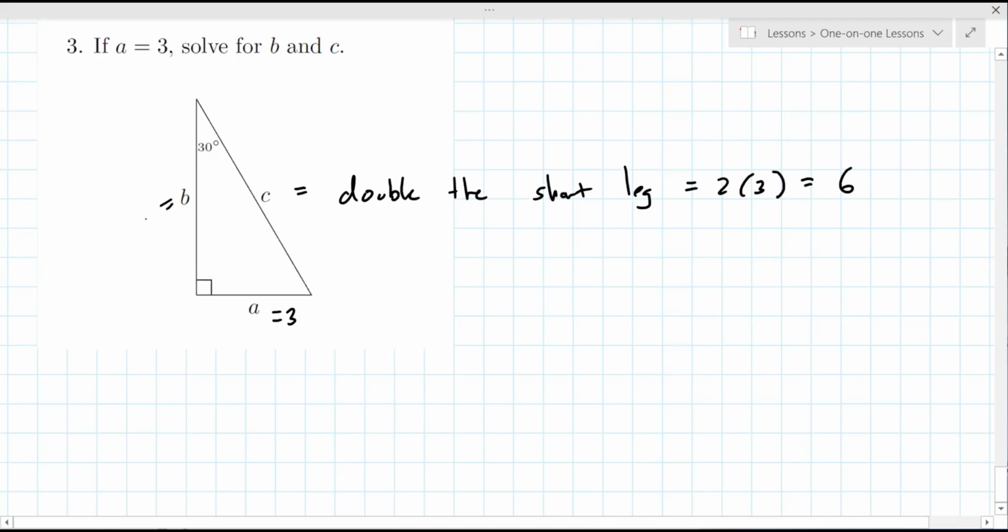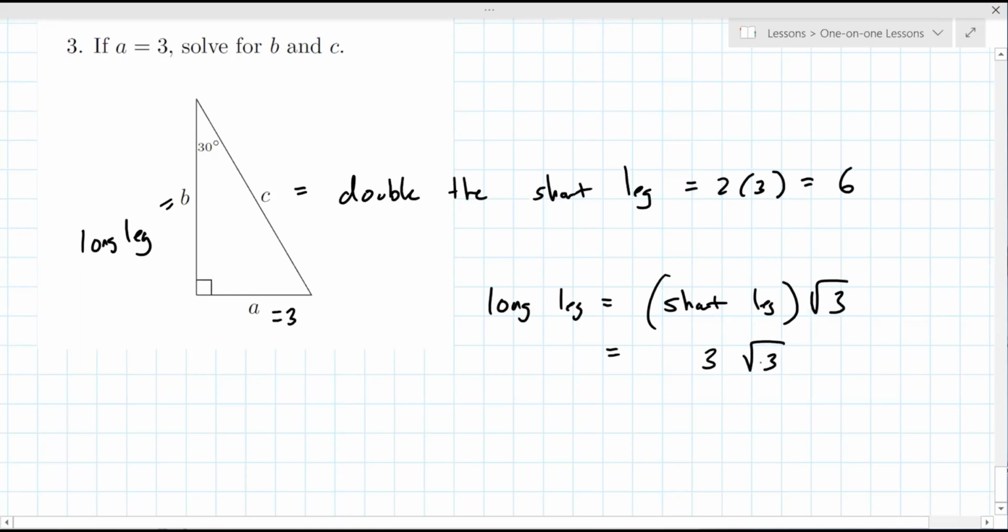The long leg, this is the long leg. It is the short leg... The long leg, let me write over here. The long leg is the short leg times the square root of 3. What is the short leg? It's 3. So you multiply it by the square root of 3. So this is 3 square root 3.